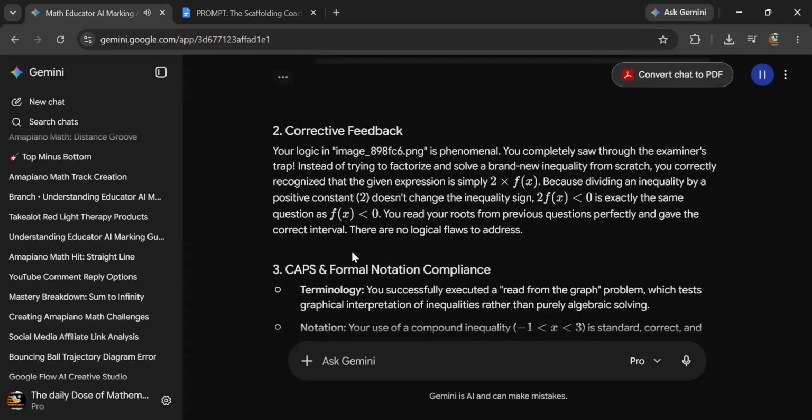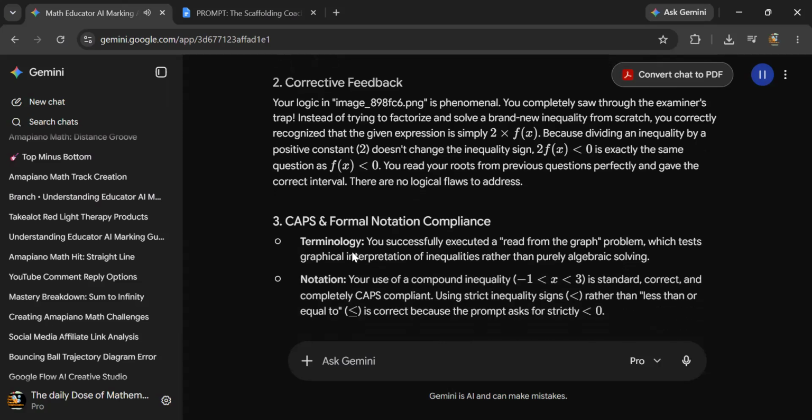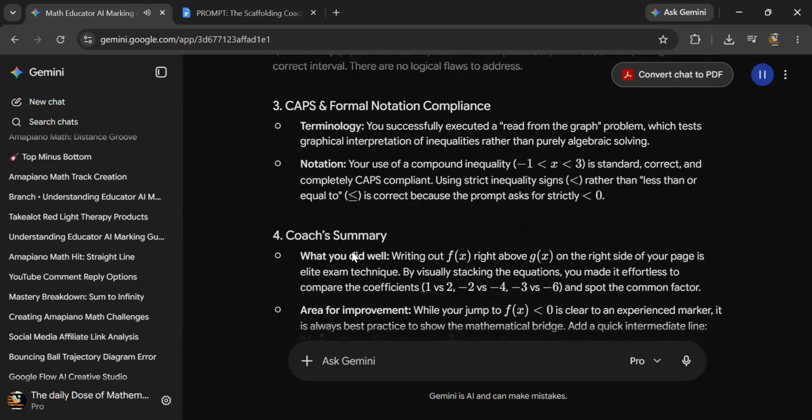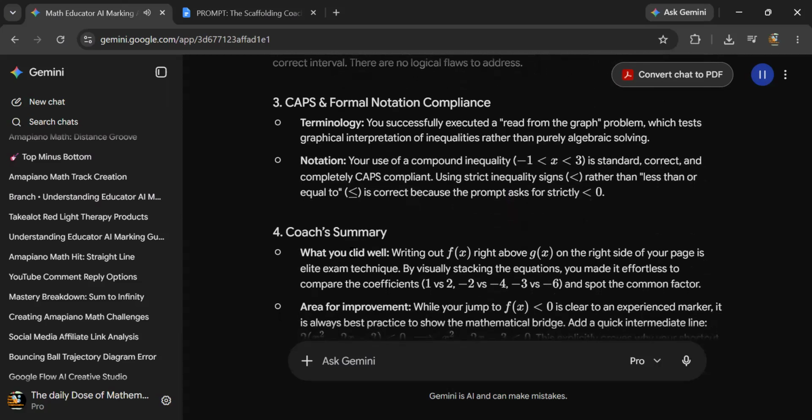3. CAPS and formal notation compliance. Terminology: you successfully executed a read-from-the-graph problem, which tests graphical interpretation of inequalities rather than purely algebraic solving. Notation: your use of a compound inequality, -1 less than x less than 3, is standard, correct, and completely CAPS compliant. Using strict inequality signs, less than, rather than less than or equal to, is correct because the prompt asks for strictly less than 0.